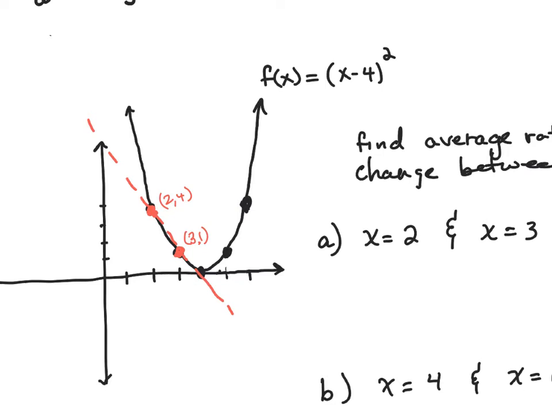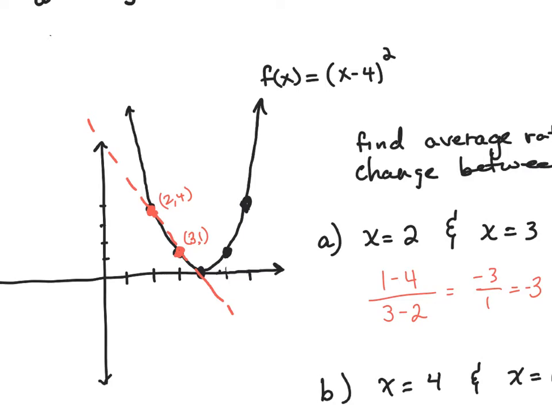And if we have 2 points on a graph, it's pretty easy to calculate the slope between those 2 points. The difference in y values is 1 minus 4, and the difference in x values is 3 minus 2. So we have negative 3 over 1, which is negative 3. Negative 3 represents the slope of that line. It's the average rate of change between x equals 2 and x equals 3 on that graph. And it does make sense that it's negative, because if you look at the line, that line has a negative slope.